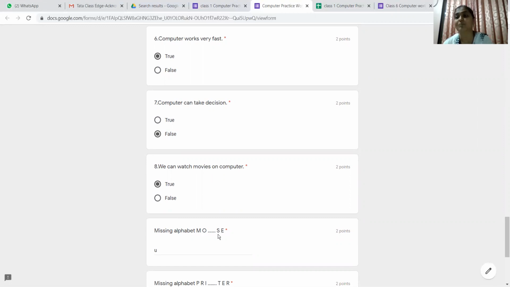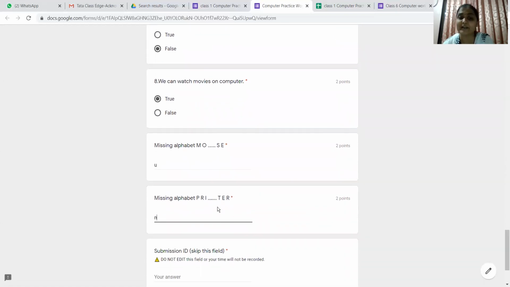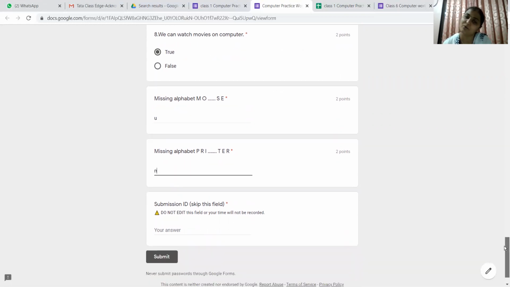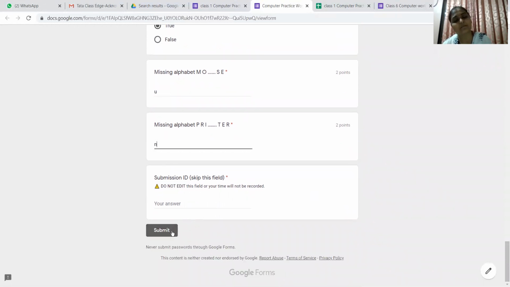Mouse. The spelling was mouse, where you were missing U alphabet. So we have written in the answer U. Missing alphabet. The word was printer and N was missing. So we have written N. So that means we have attempted all the questions. Now we'll click on the submit.